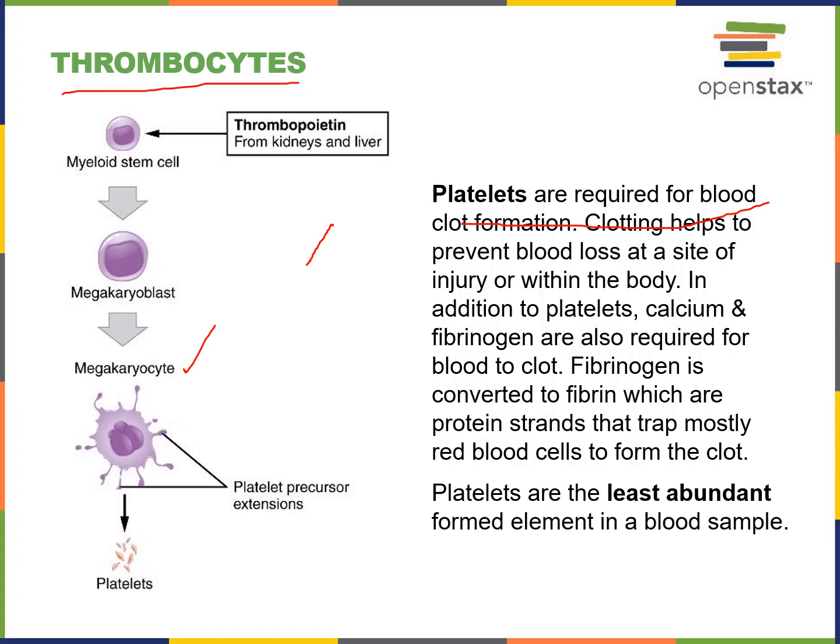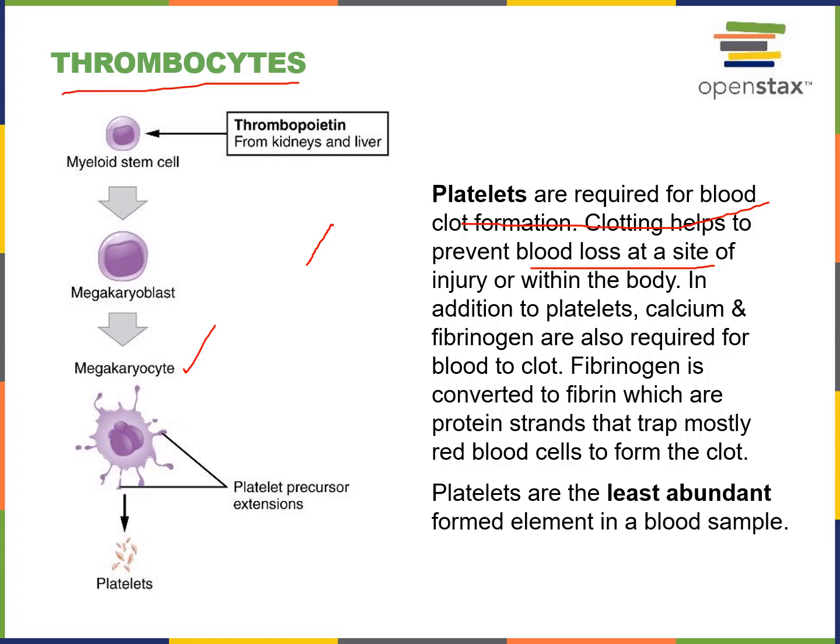It's part of the reason why you also want to cover an injured site in the body. Okay. Clotting helps to prevent blood loss. This is a second function. It also helps to prevent blood loss at the site of injury or within the body. So when a clot is formed, usually eventually it becomes a scab, and you probably know that if you take that scab off, it starts bleeding all over again.